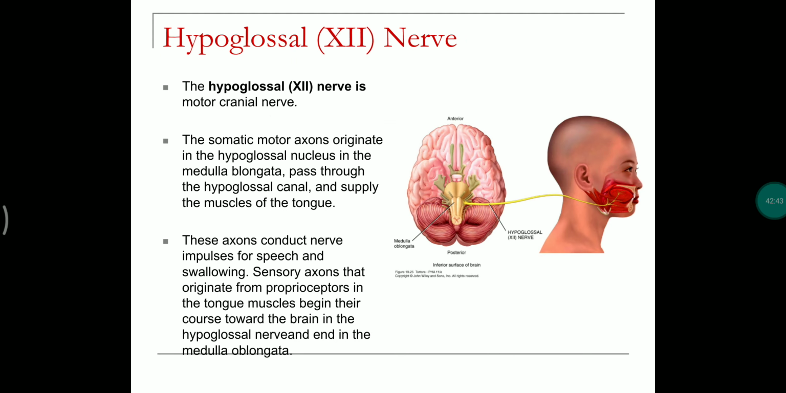The hypoglossal nerve is the 12th cranial nerve. This is only a motor nerve which helps in the movement of our tongue muscles, and the sensory nerves which arise from the tongue help in sensing taste. So by this we have completed the brain and cranial nerves. Thank you.